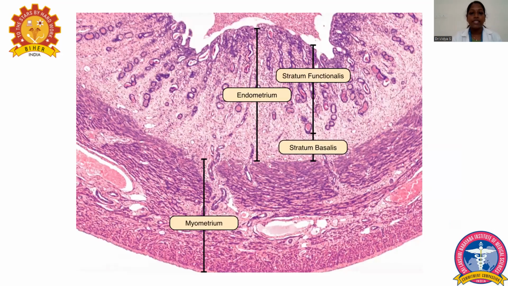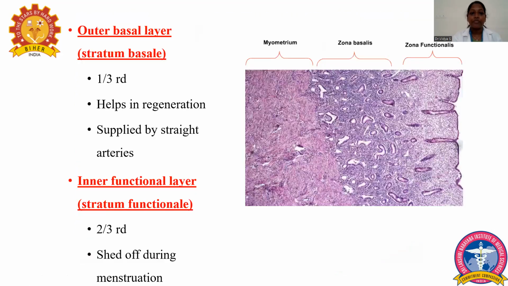So let's move on with the details about the endometrium. The endometrium layer is further divided into stratum basalis and stratum functionalis. Stratum is nothing but a layer. So here they're dividing this layer into an outer basal layer and an inner functional layer. The outer basal layer we call the stratum basale, and the inner functional layer is called the stratum functionale.